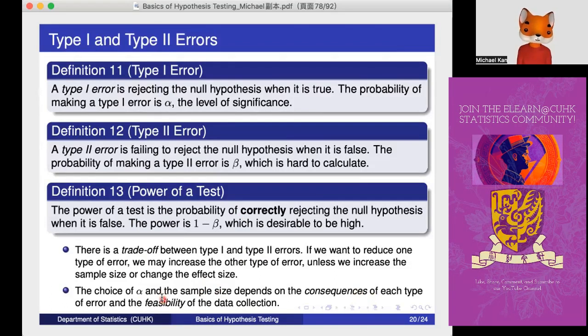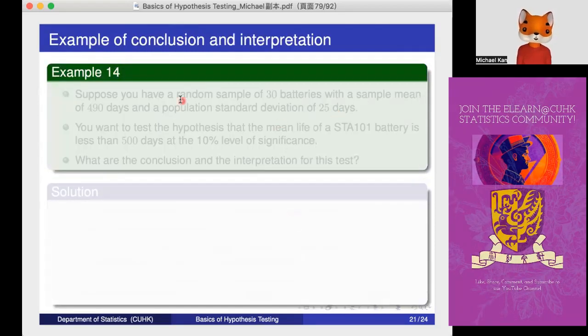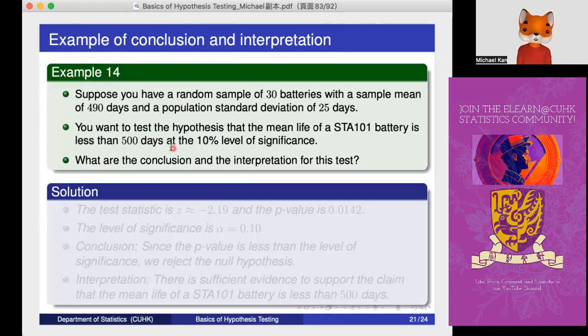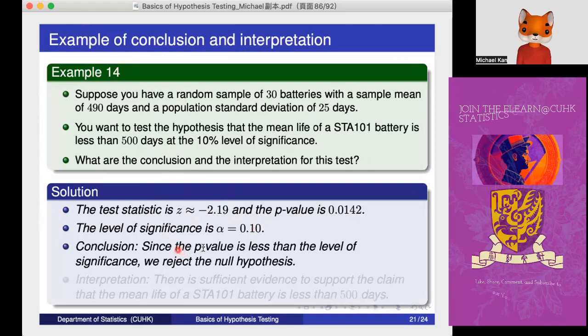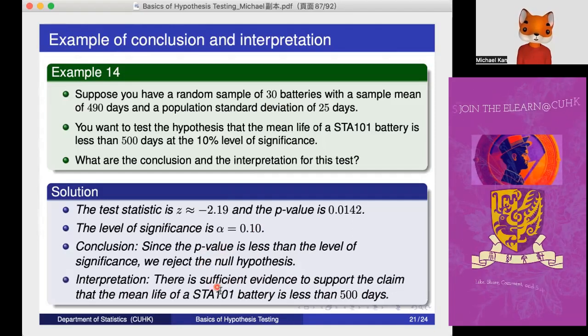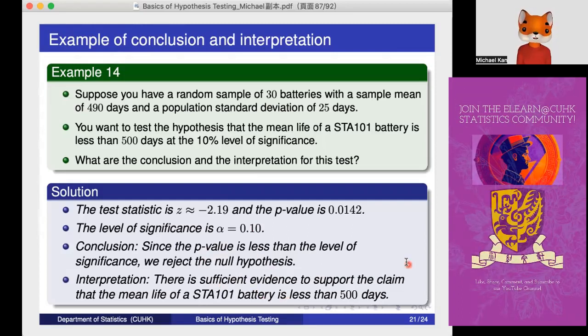Finally, let's use this example to talk about how to draw conclusions and explanations. We calculated the test statistic at the beginning to be minus 2.19, and the p-value is 0.0142. The significance level chosen for this question is 0.1. Our conclusion is that because the p-value is less than 0.1, we reject the null hypothesis. Moreover, we have enough evidence to support our alternative hypothesis, that the average lifespan is less than 500 days. This means that the manufacturer's claim of an average lifespan of 500 days is very likely wrong. Then, we have a good reason not to sign him.